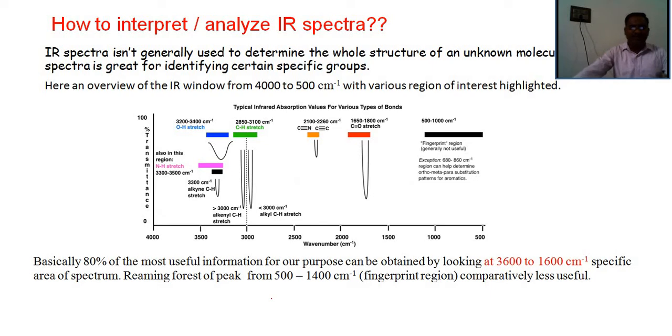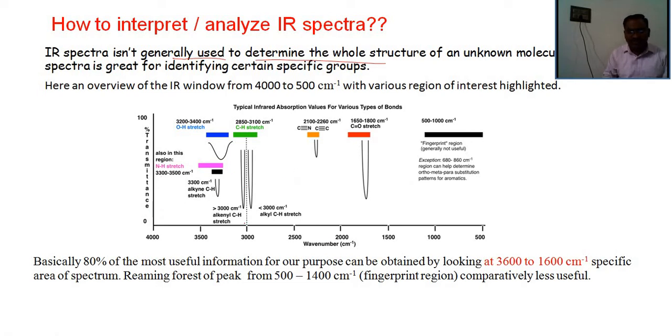How do we interpret or analyze IR spectra? IR spectra are not generally used to determine the whole structure of an unknown molecule. IR spectra are great for identifying certain specific groups. Here is an overview of the IR window from 4000 to 500 per centimeter with various regions of interest highlighted. Just consider this graph of wave number versus percent transmittance.